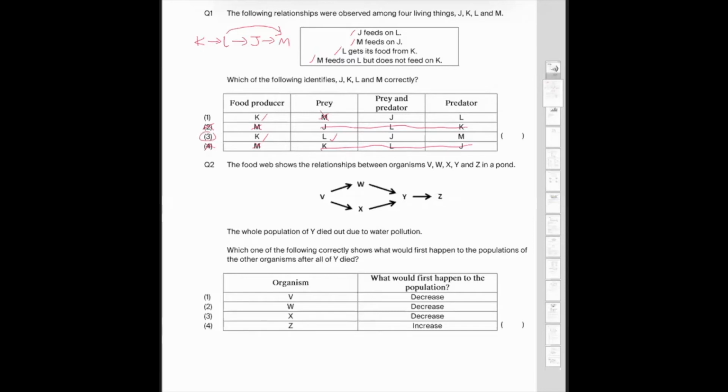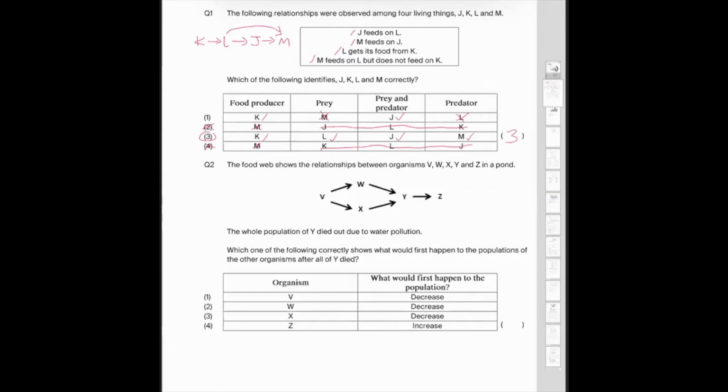So prey and predator for J, this is correct. It's correct that J is a prey and predator because J is eaten by M and J is a predator of L. So it's correct. Then you go to L for predator, it has to be M, and L is not a predator because it only eats plants. So 3 is your correct answer for question 1.